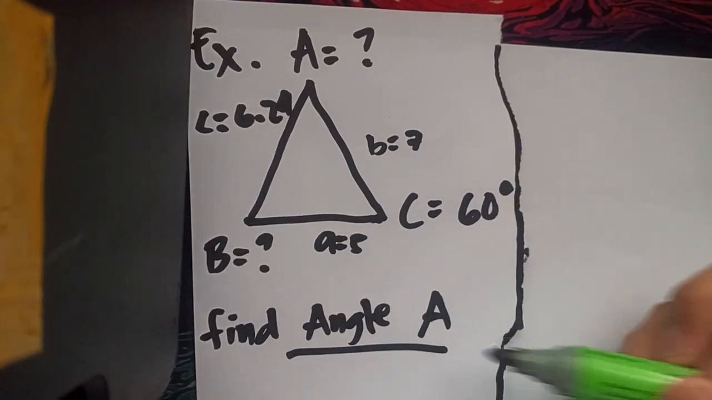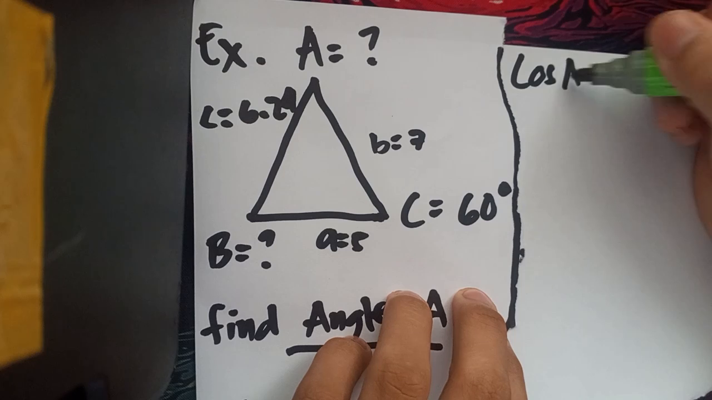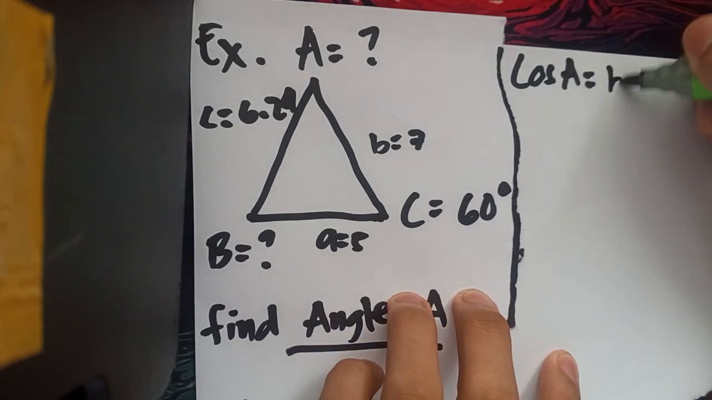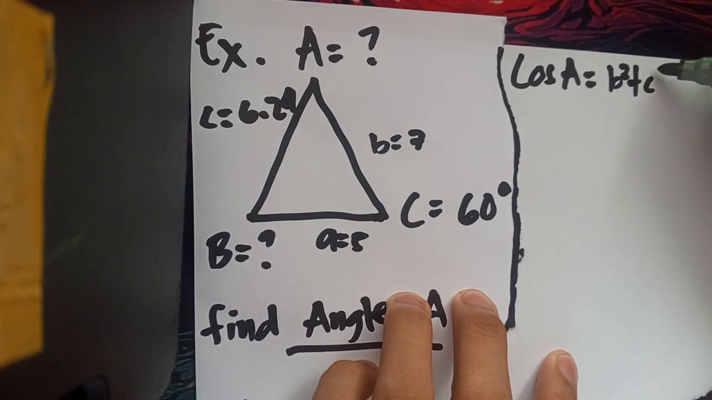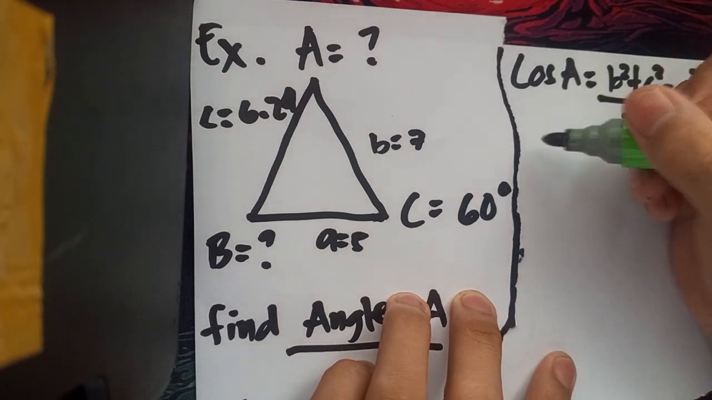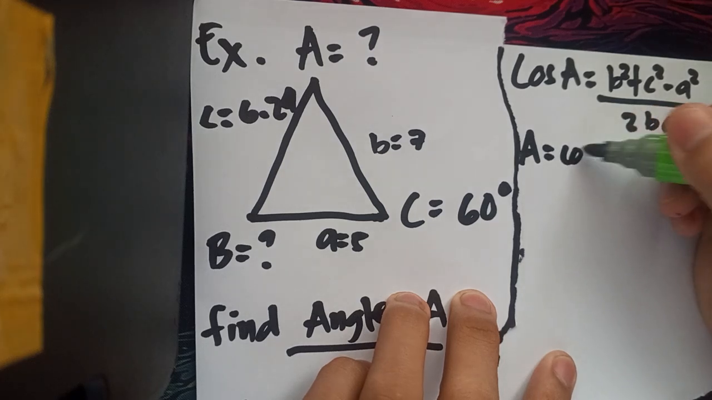The next step is to find the value of our angle A. To find the value of angle A, this is the formula: cosine A is equal to side B squared plus side C squared minus side A squared, over 2 times side B times side C.